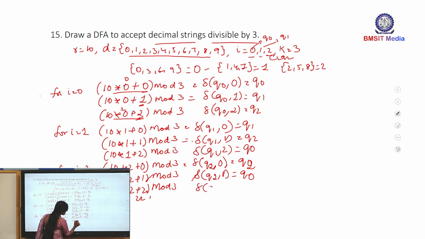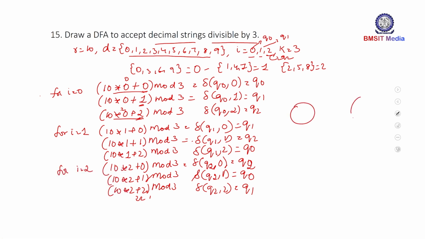And this would give me 22 mod 3, so delta Q2 comma 2. So I'll be getting this as 22 mod 3. So 22 mod 3 is equal to 1 as a remainder. So I'll be writing this as Q1. Okay. So this is how we compute the states. Now based on the states, we'll be drawing the state transition diagram. So here you can see that I'll have 3 states, which is Q0, Q1 and Q2.